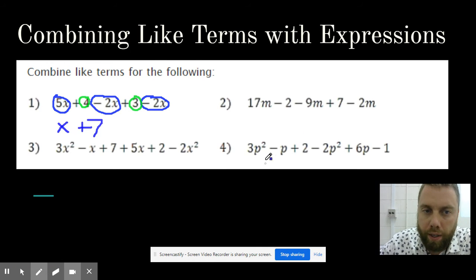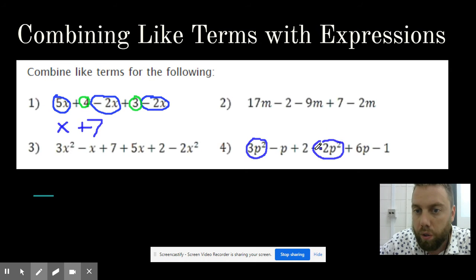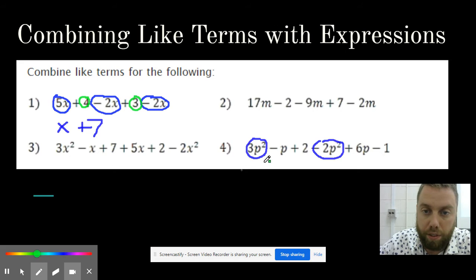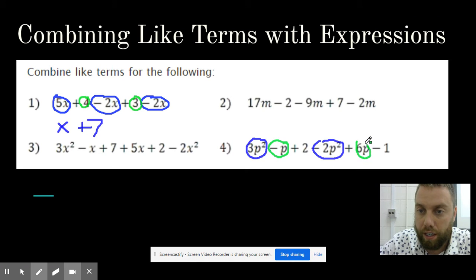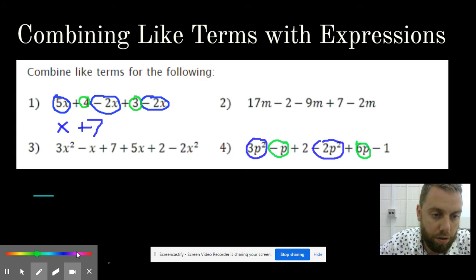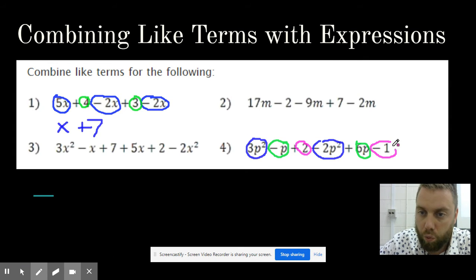Cool. Looking on, we'll move on to number 4 here. We see a 3p squared, a negative 2p squared. Notice I keep the negative. If it's negative, I keep it, same as I did up here, to remind myself I'm subtracting as opposed to adding. Okay, and we have some p's here. We have a negative p. Again, I'll get that negative sign in there, and 6p. And our third color will be this one, 2 and negative 1.